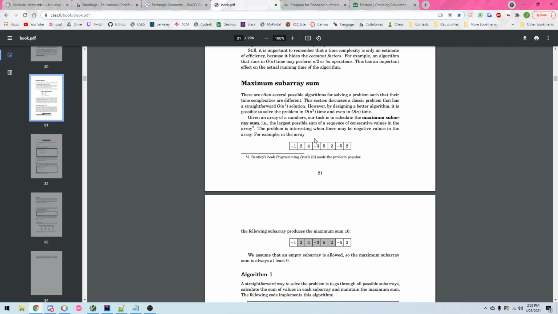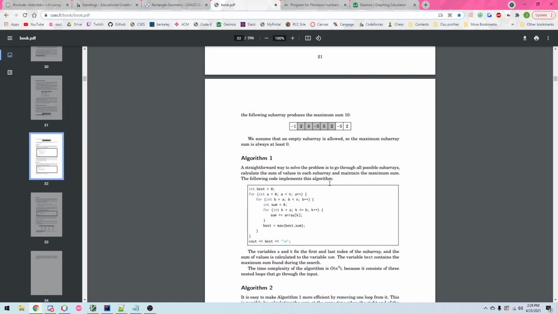So there are a lot of ways that we can solve this, but they're not all equal. Some algorithms will be faster than others, and this is where time complexity comes into play. As they say here, the most straightforward way to solve it is to calculate every single subarray. So you're going to have a loop from a equals 0 to n, and then b equals a to n. What this is doing is a will represent your left and b will represent your right. And then you're going to loop from k equals a to k equals b, and you're just going to add all the numbers in that left and right range into your sum.